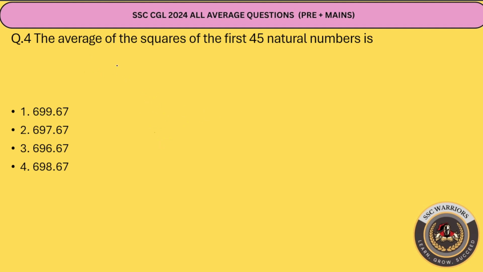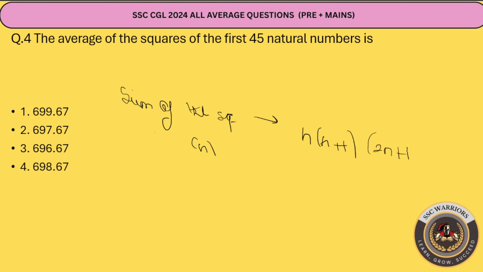The average of squares of the first 45 natural numbers is, we know that the sum of the squares of n natural numbers is n(n+1)(2n+1)/6. So average will be what? Divided by n implies (n+1)(2n+1)/6, which is 45 plus 1, 46, and 2n, that is 90 plus 1, 91, by 6.